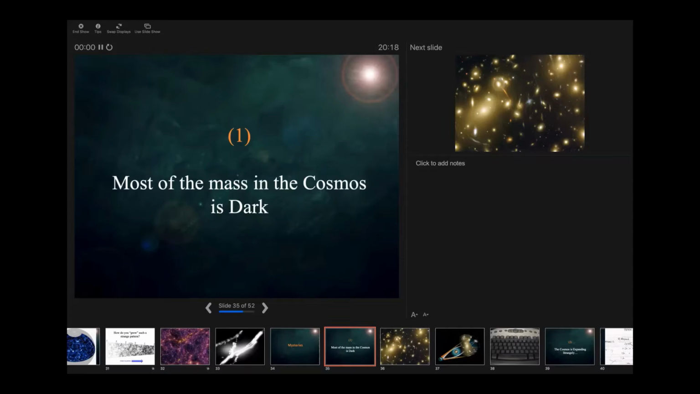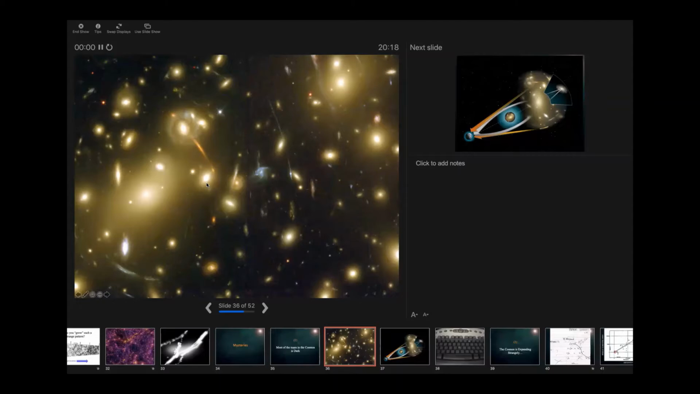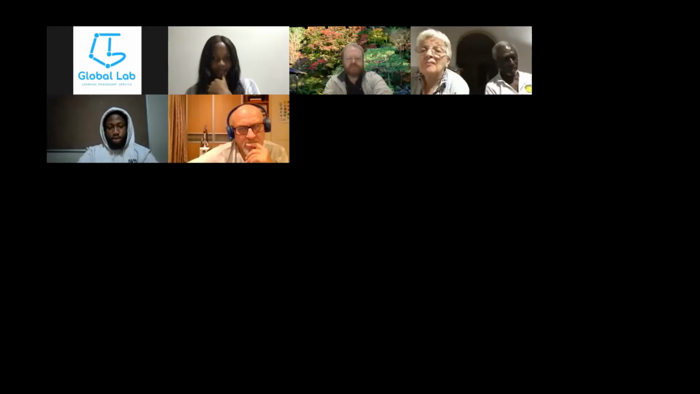Well, let's look at this image that I showed you before of clusters. You can see these streaks. I hope you can see these. Yeah. The slide is not in presentation mode. Okay, yeah. Let me. Thank you.